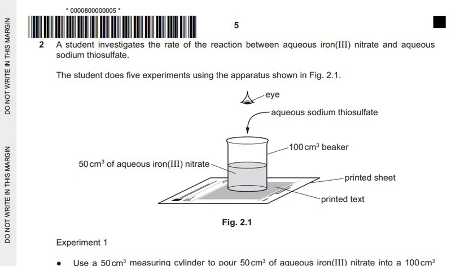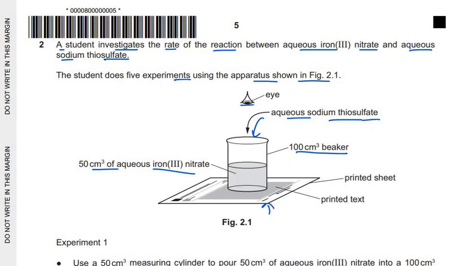Now let's go ahead and see what is there in question 2. Question 1 is over. Now question 2: a student investigates the rate of reaction between aqueous iron 3 nitrate and aqueous sodium thiosulfate. The student does 5 experiments using the apparatus shown in figure 2.1. Here we can see an apparatus set up with a 100 cm cube beaker filled with 50 cm cube of aqueous iron 3 nitrate, and in this solution we are adding from the top aqueous sodium thiosulfate, and here is a printed sheet below this beaker so that we can see from the top whether the prints are visible or not.